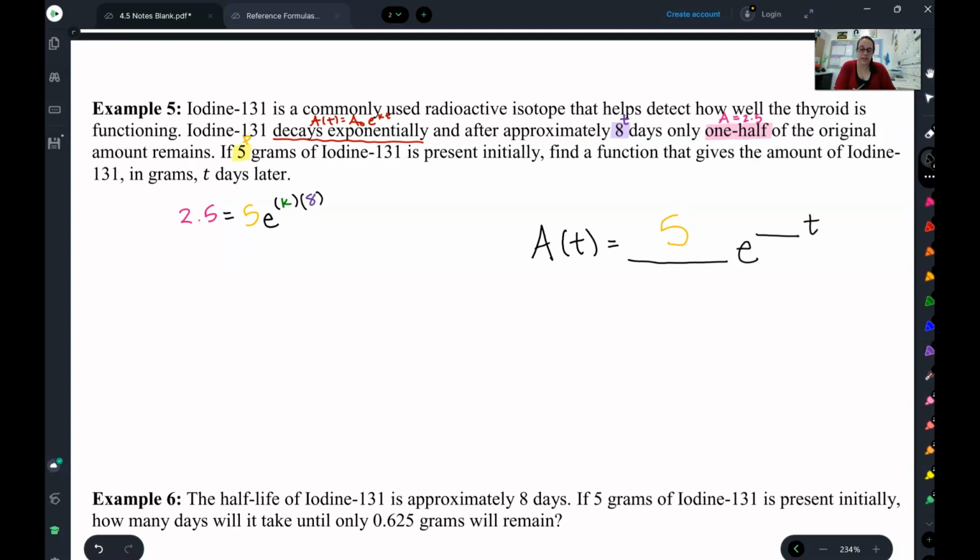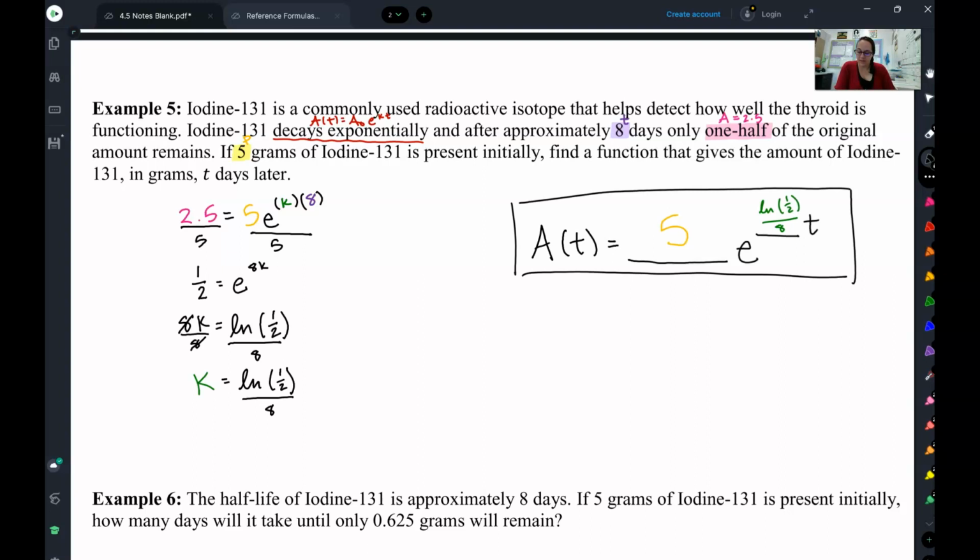So since we've already done an example like this, I would like you to finish solving for k and then plug k into our final equation to get a final function that works for any days that we want. Pause the video and try this one out on your own. Let's see how you did. I solved this for k and I got ln of 1/2 over 8. Notice once again I did not turn that into a decimal because it is not a final answer.